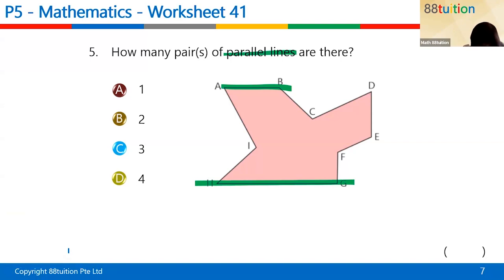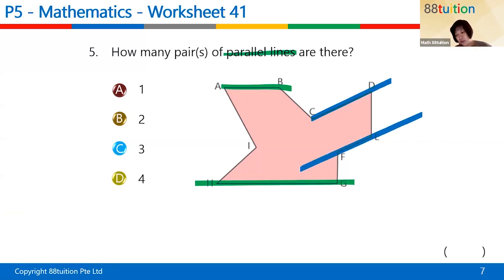Is this the only one? What others are parallel? If you take a look at E, F, C, D, maybe CD here, take a look. And then EF. Okay, maybe EF, I'll lengthen it. You can tell that this is parallel. Okay, any others that are parallel lines? There should be one more. Who can tell? Anyone can tell?